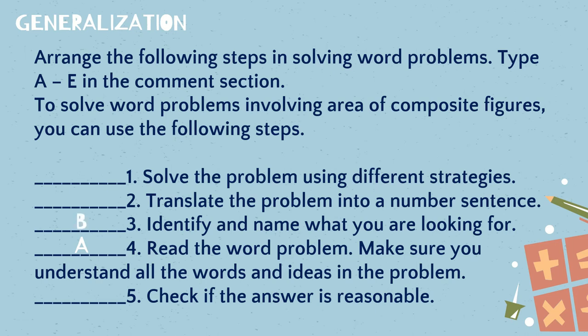Letter B is to identify and name what you are looking for. And letter C, translate the problem into a number sentence. Letter D, solve the problem using different strategies. And letter E, check if the answer is reasonable.